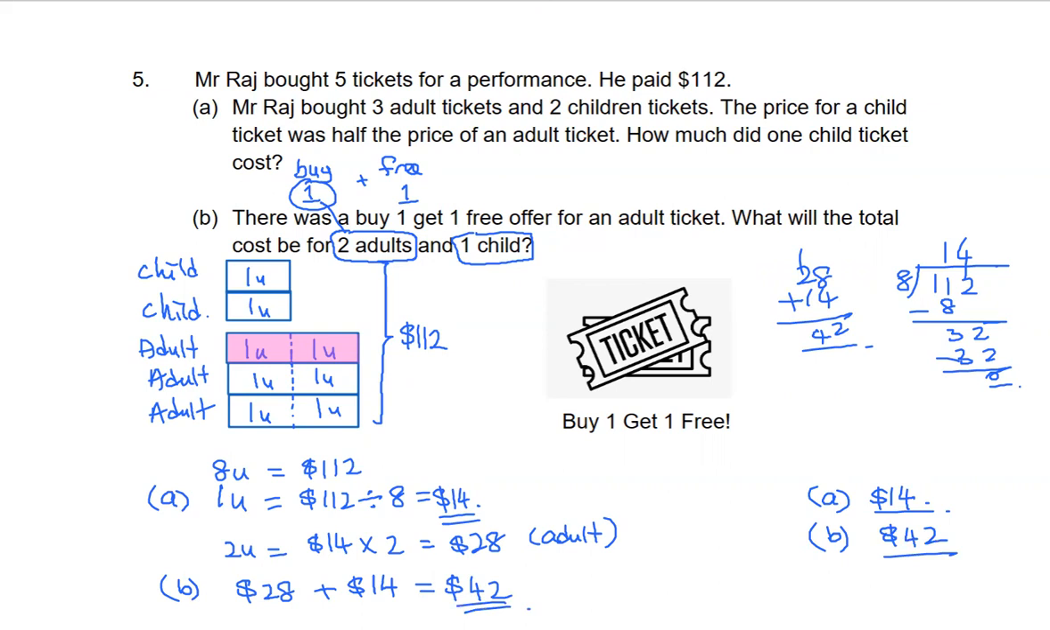I only need to buy 1 adult and buy 1 child ticket, and I get that 1 adult ticket free.